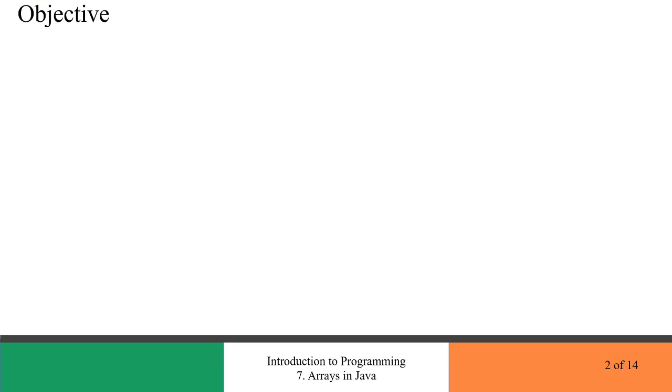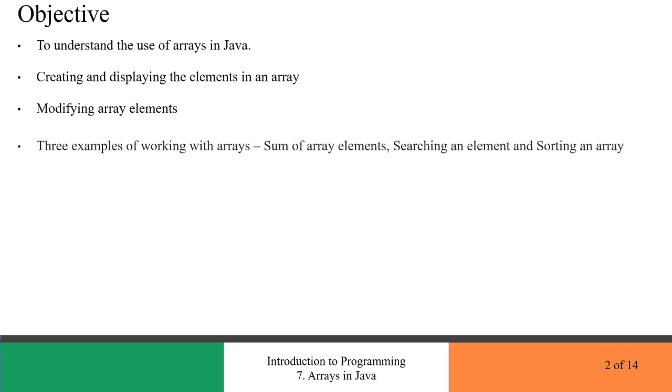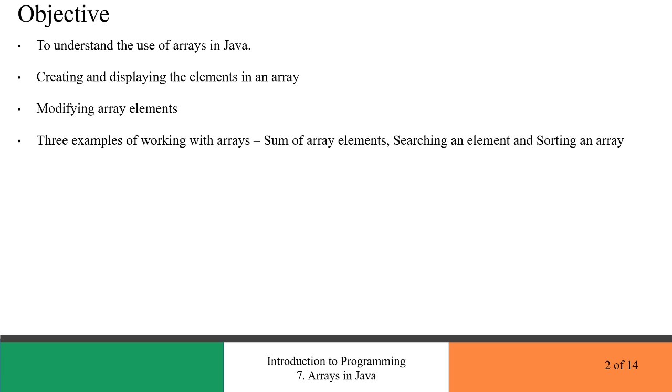As a part of this lesson, our objective is to understand the use and need of arrays in Java, creating and displaying the elements in an array. Following this, we will have a look at an example of modifying the elements in an array, and we will be discussing 3 examples of working with arrays, namely calculating the sum of array elements, searching for an element in an array, and sorting an array.